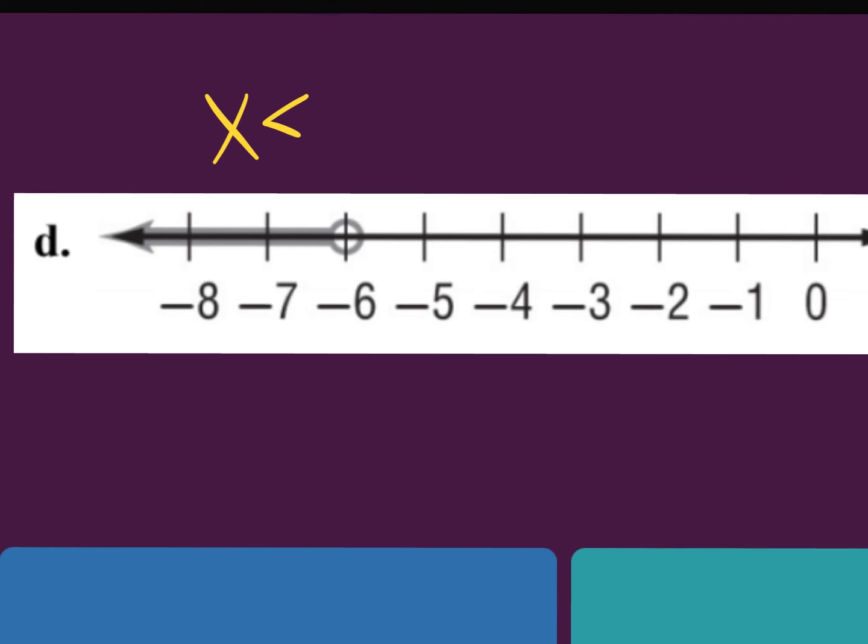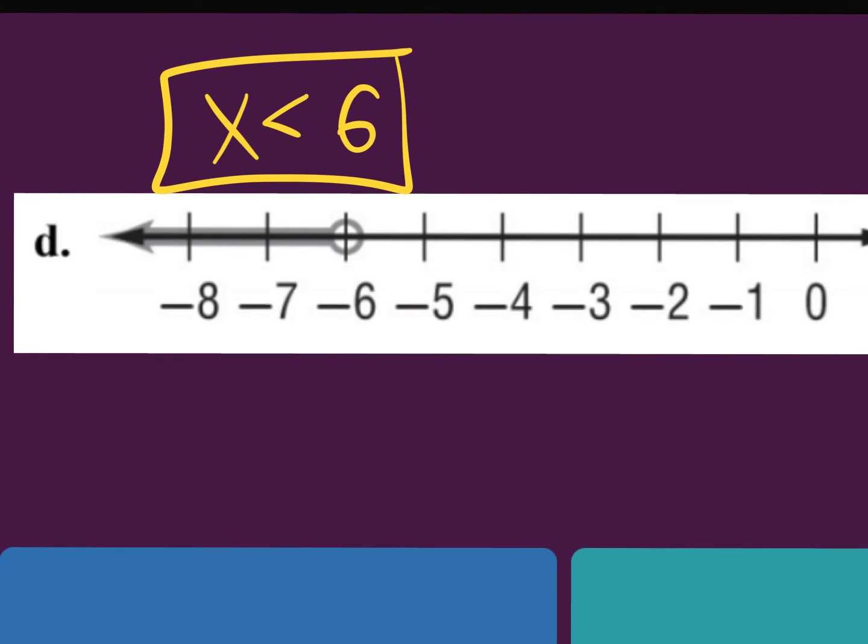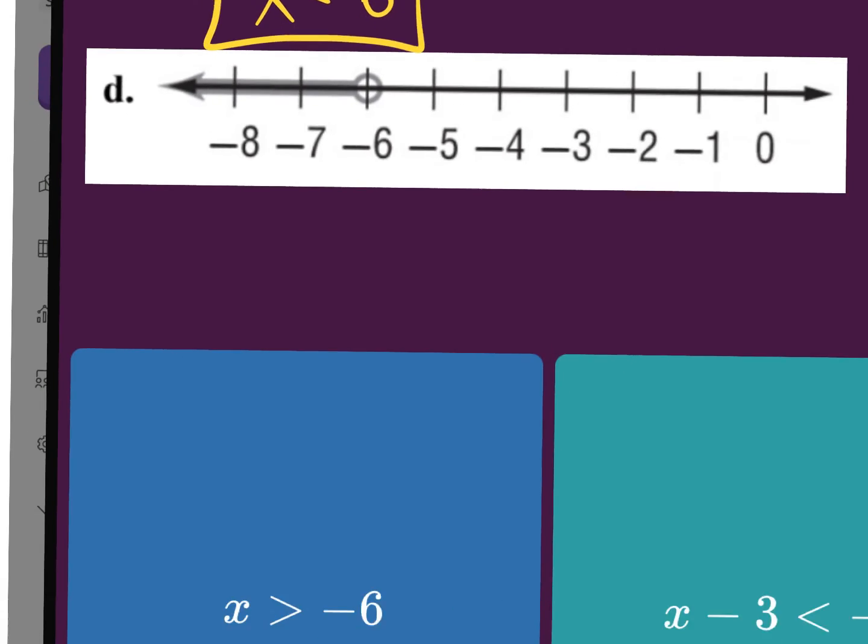That's a less than. Is there a solid line underneath here? No, because it's not a solid dot. If it was a solid dot, it would have a solid line, but it's not a solid dot, so there is no solid line. And that value is 6. So the answer that we're looking for is x is less than 6.